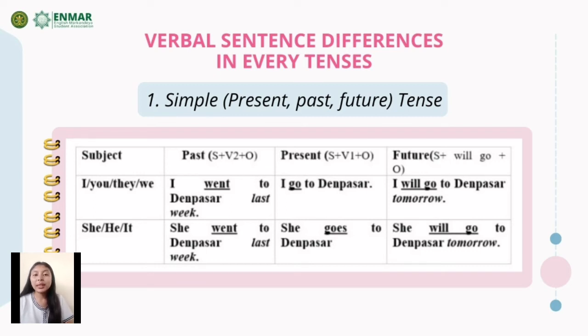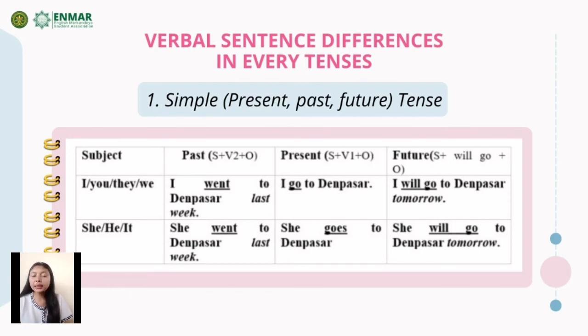Simple past tense is a tense that is used to express an action or activity that happened in the past. General formula: subject plus verb 2 plus object. For example, I went to Denpasar last week. I is a subject, went is a verb 2, and Denpasar is an object. Last week is a complement.